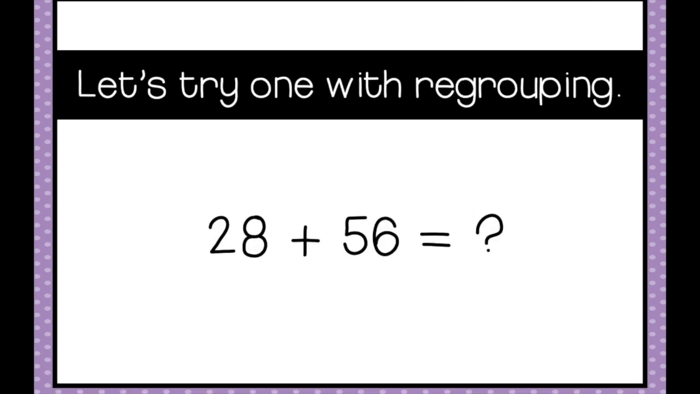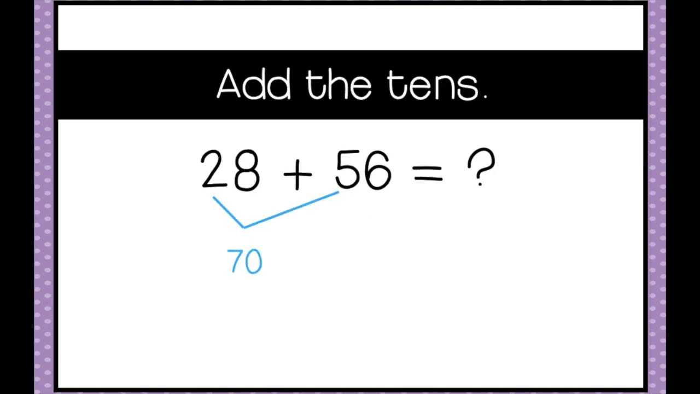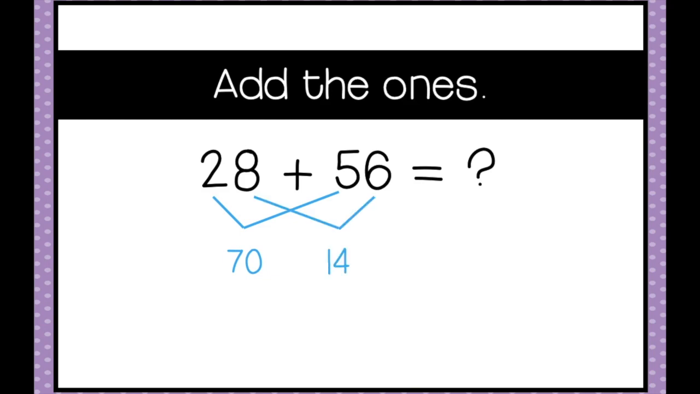Now let's try an example with regrouping. So we're going to try 28 plus 56. First, we're going to add the tens. 2 tens plus 5 tens equal 70. 8 ones plus 6 ones equal 14.